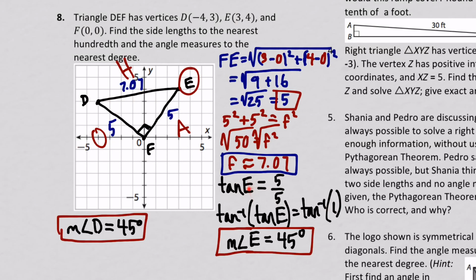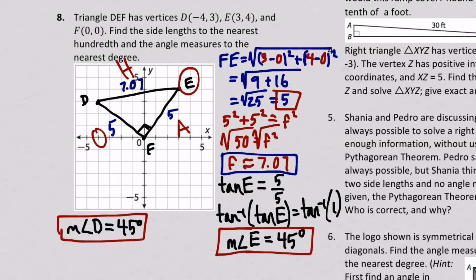In order to solve for the measure of angle E, I had to take the inverse tangent, right? Inverse tangent and tangent would cancel, so the measure of angle E is 45. According to my calculator, inverse tangent of 1 is 45. Once I found that this one's 45, then I know 90 plus 45 plus angle D equals 180, so the only thing left for that one is 45 as well.